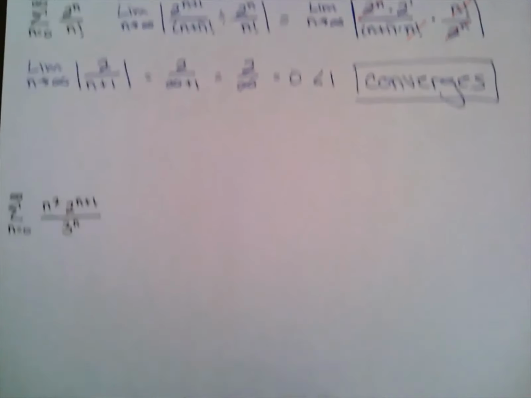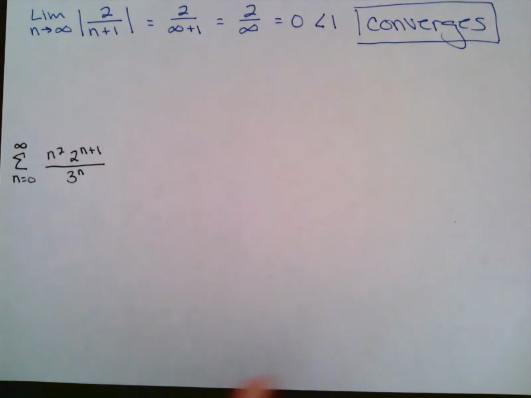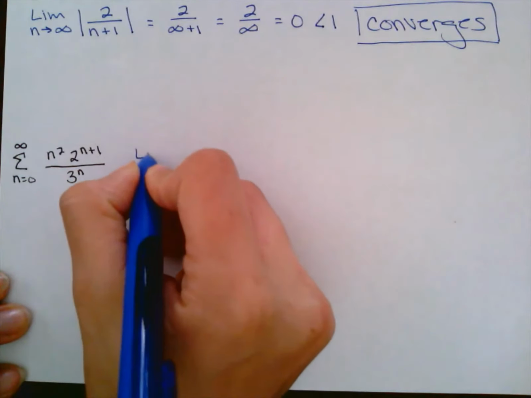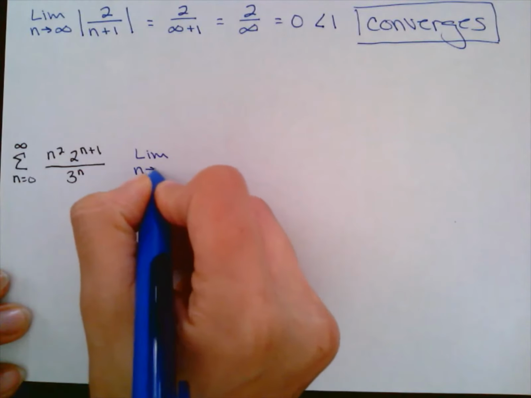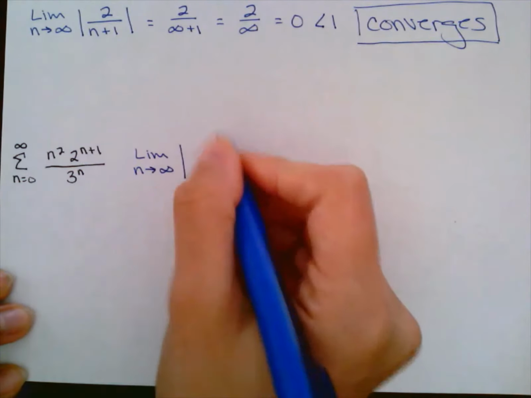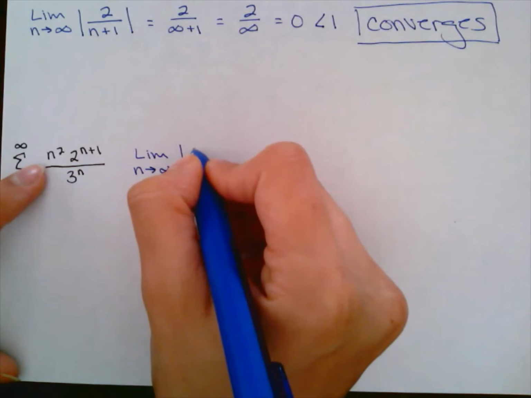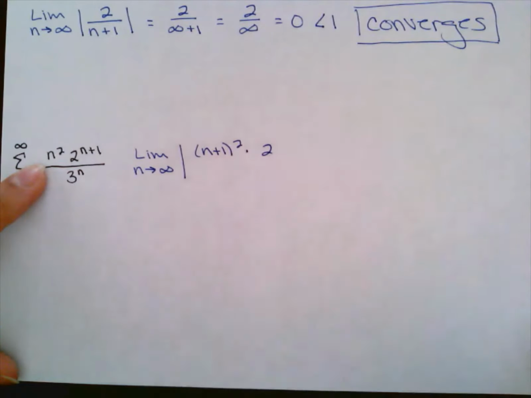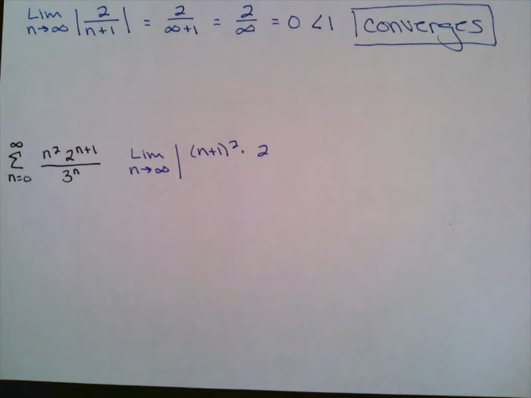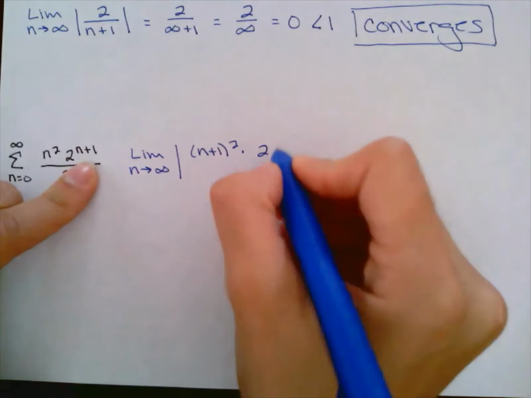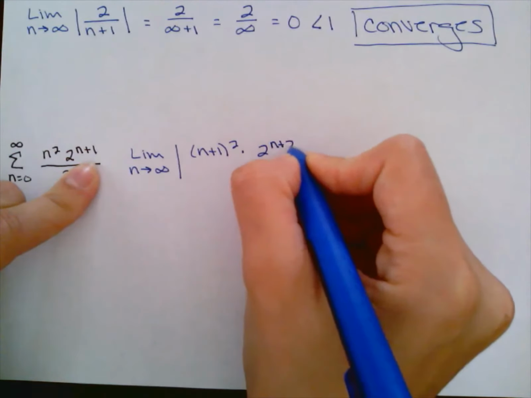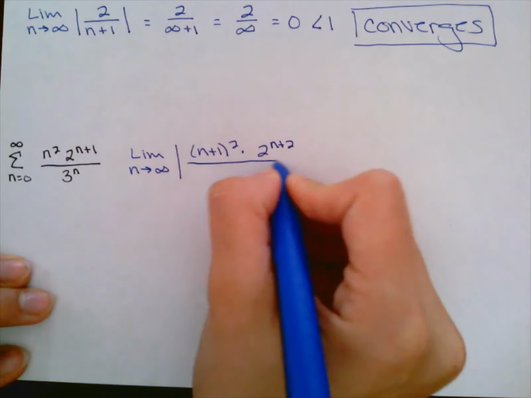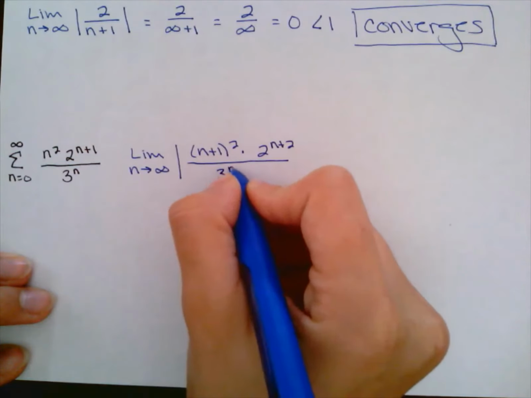Let's take a look at this next one. A little more complicated, more n's involved. We're going to start off with the limit as n approaches infinity of the absolute value. Now, if this is an n squared, I'm going to call this an n plus 1 squared times 2 to the n plus 2. So if this was n plus 1 and I'm adding 1, now I have n plus 2. All right. Over 3 raised to n plus 1.